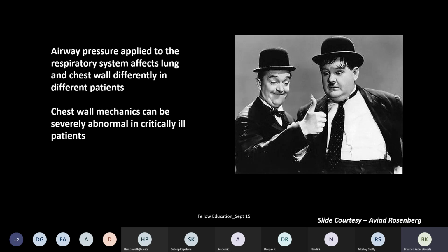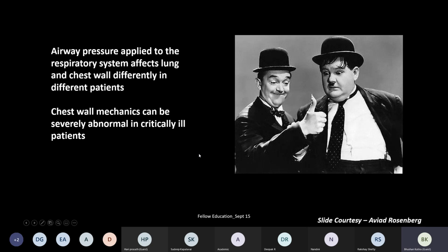There may be a lot of chest wall edema. Paralysis can do a lot of things. Abdominal contents can push in passive ventilation. So there are many reasons why chest wall mechanics will change, and therefore an understanding of chest wall mechanics at the bedside may be helpful.